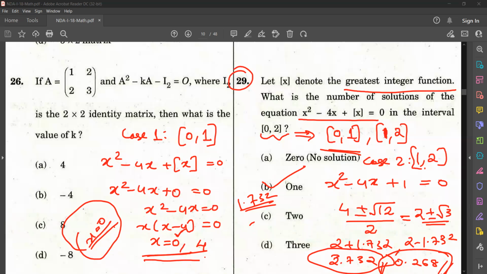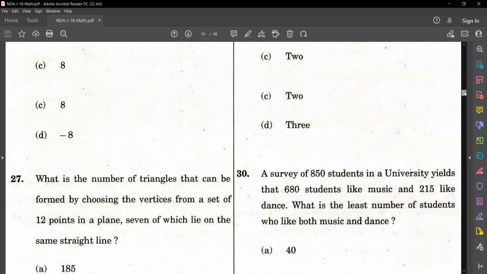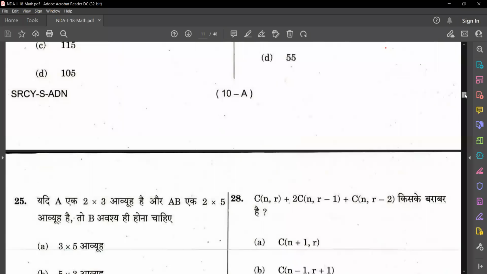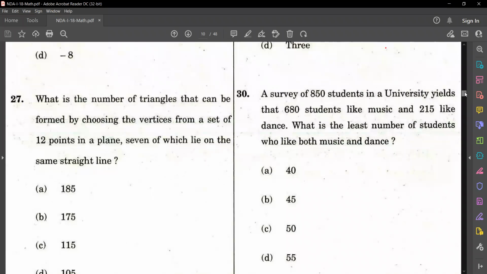Okay. Understood? Next, go to the next question. Question number 30. Or we'll see question number 27 now.